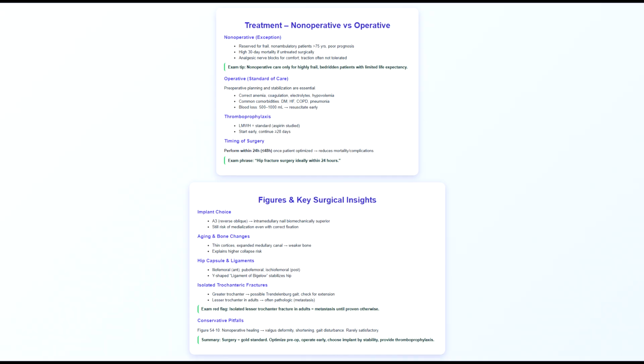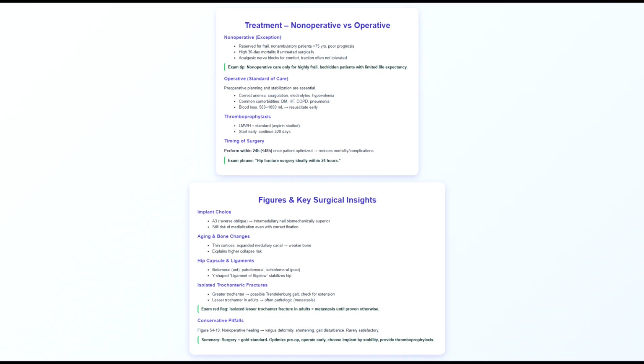Equally important is the timing of surgery. Delays beyond 24 to 48 hours are associated with increased mortality and complications. For exams, a critical key phrase is, hip fracture surgery should be performed as soon as the patient is optimized, ideally within 24 hours. This is a frequent question.